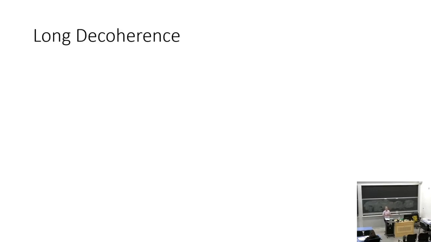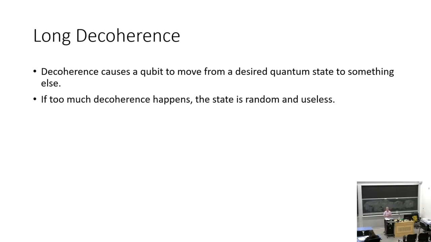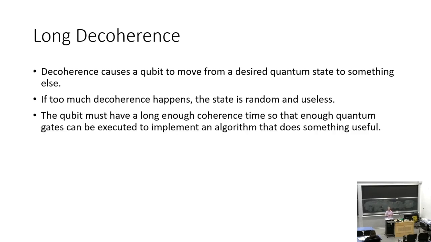All right, long decoherence times. We're going to talk a lot more about decoherence and T1, T2, T2 star likely next class. But decoherence in general causes a qubit to move from a desired quantum state to something else. And if too much decoherence happens, the state becomes random and useless. The qubit has to have a long enough coherence time so that enough quantum gates can be executed to implement an algorithm to do something useful.